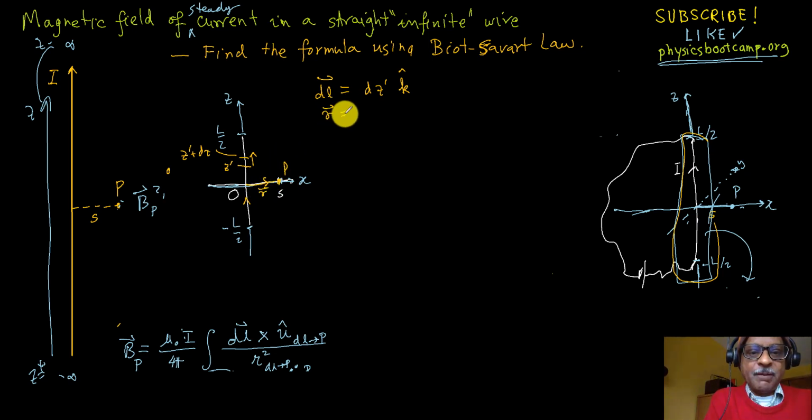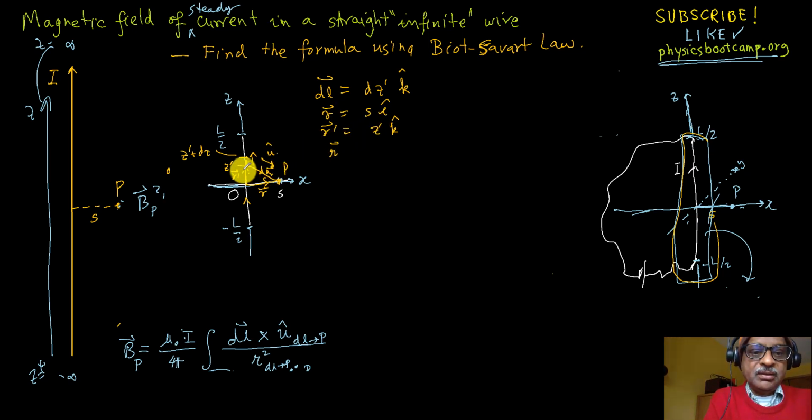The r vector is going to be just s i hat, and where the dl is located, I'm calling the r prime vector. The r prime vector will be just z prime k hat, and I want the direction vector. That's the direction we want, that's the u hat, and this is the r.